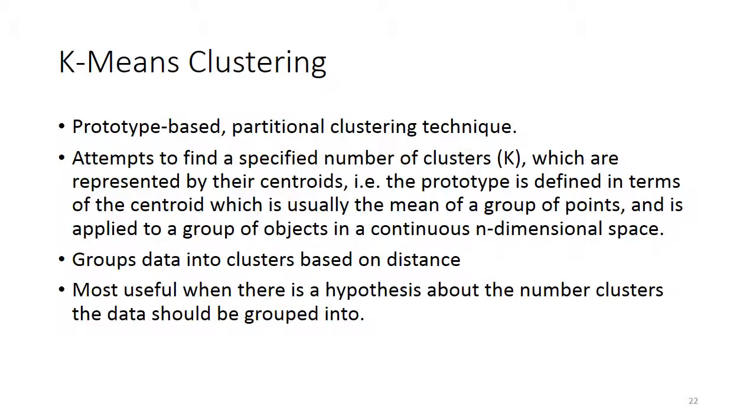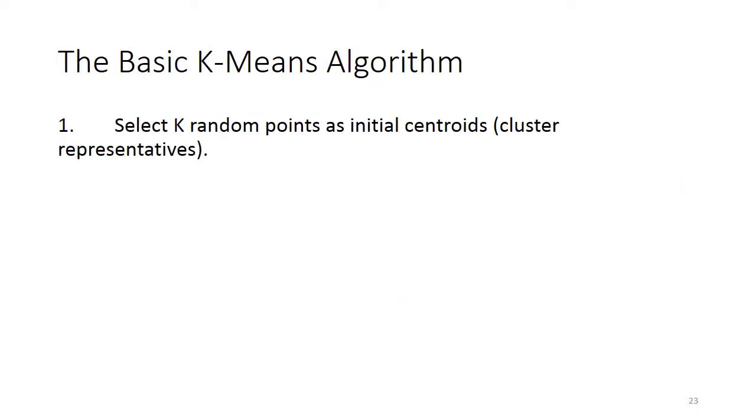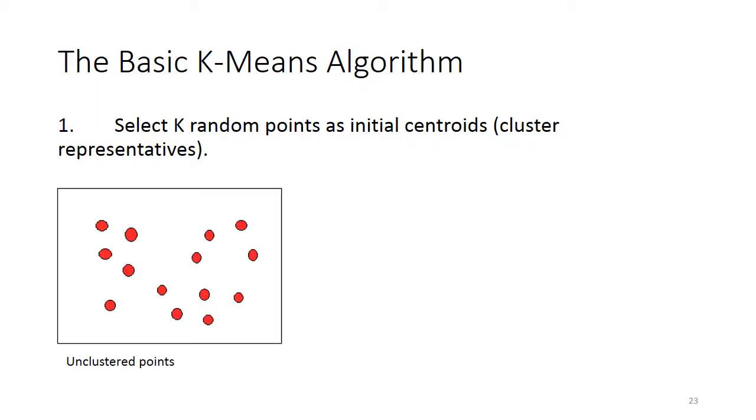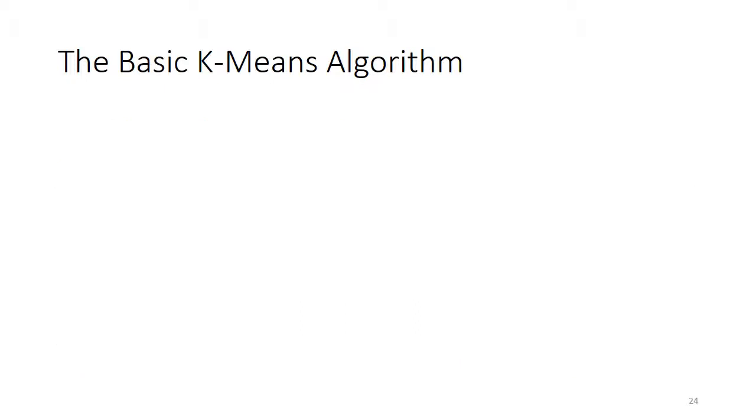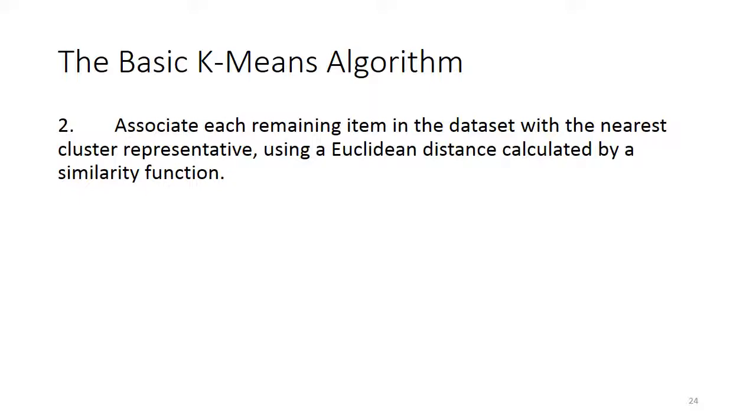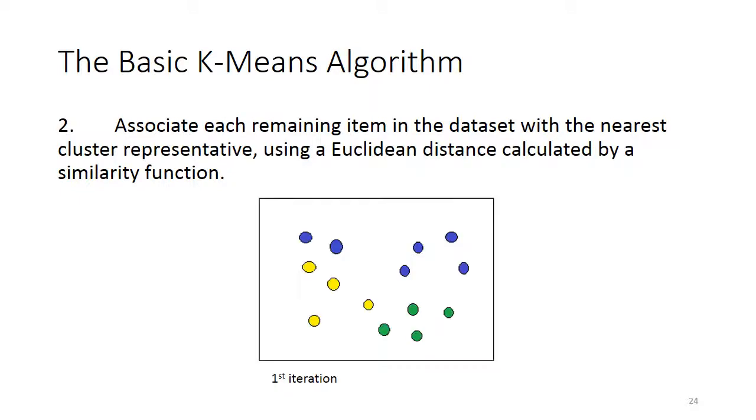This is most useful when there is already a hypothesis about the number of clusters that the data should be grouped into. So the basic algorithm is that we select k random points as initial centroids. Here we just have our unclustered points, and we choose 3 random points as our initial centroids. And then we're going to associate each of the remaining points to their nearest cluster representative. Here we're going to use Euclidean distance, but you can also use other distance functions.